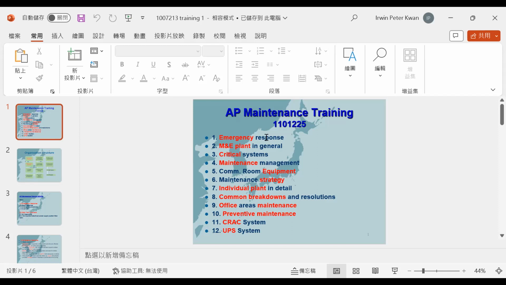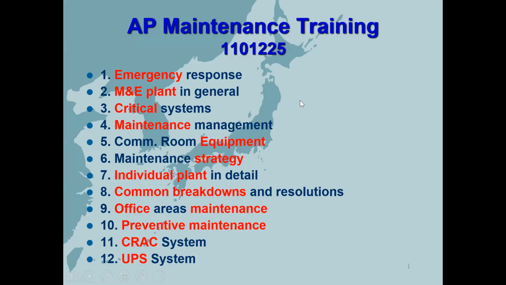We have special procedures for this. The second topic is the M&E plant in general. For data centers, the electrical switchboard and the genset matter, and lighting is secondary, but we have a lot of PDUs, power distribution units, and then UPS. These are the essential items. We also have the chiller plant, the CRAC or CRAH units, different types of CRACs, and the cooling towers. These are the important things.